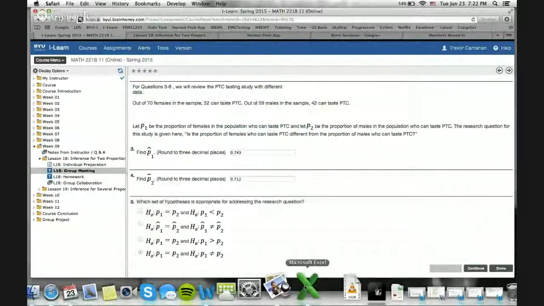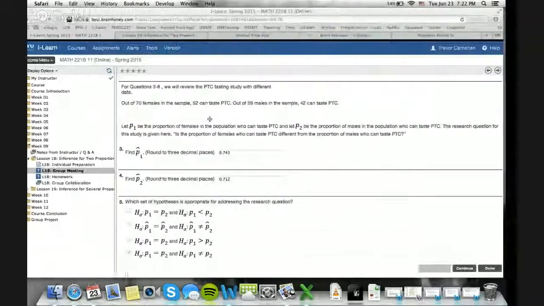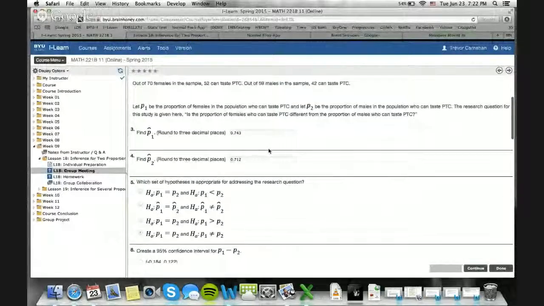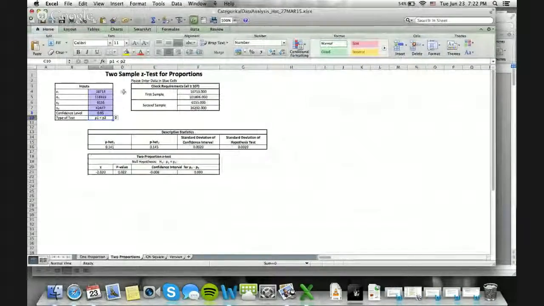So divide it out, and it's 0.743 for the P1, and P2 is 0.712. Trevor? Yeah, you can just put the numbers in here on Excel, and it'll give you all the information you need.